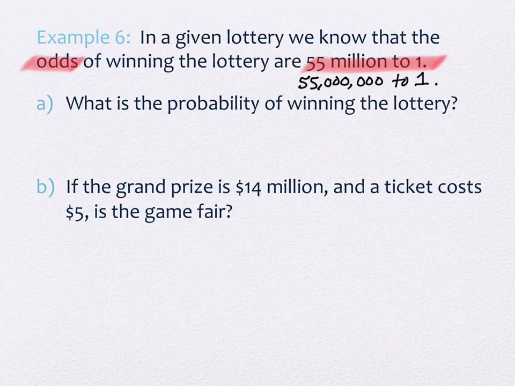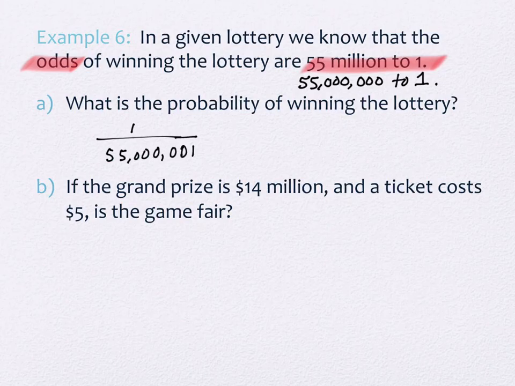All right, so these are odds, though. So what's the probability if the odds are 55 million to 1? Well, you're the 1. What's the denominator? Nope. Is it 55 million? It's close. You add the 1. Yeah, it's 55 million and 1.